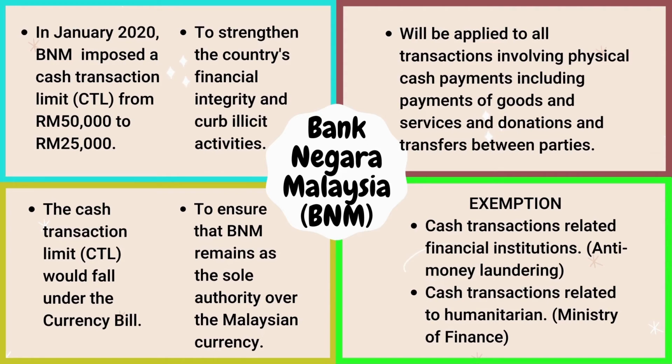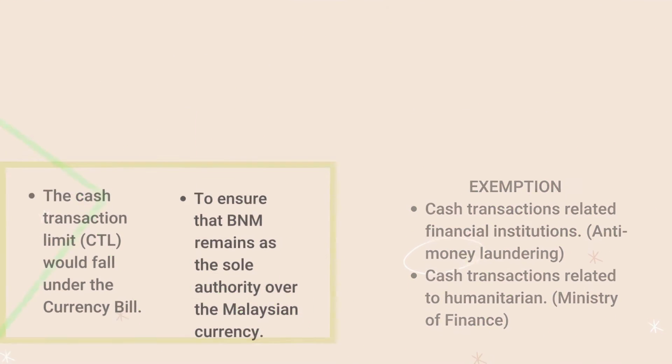So the cash transaction limit CTL will fall under the currency bill. The currency bill will help BNM to ensure that BNM remains as the sole authority over the Malaysian currency. There are two exemptions for the CTL. The first one is cash transactions related to financial institutions, because these institutions are already subject to anti-money laundering. Secondly, cash transactions related to humanitarian purposes as recommended by BNM for getting approval of the Ministry of Finance.